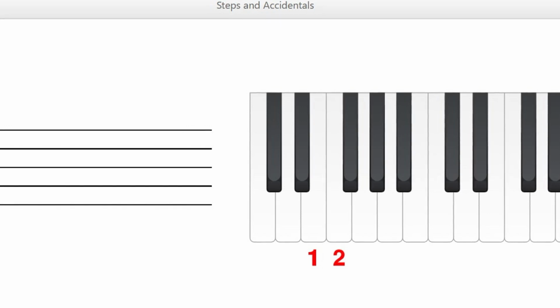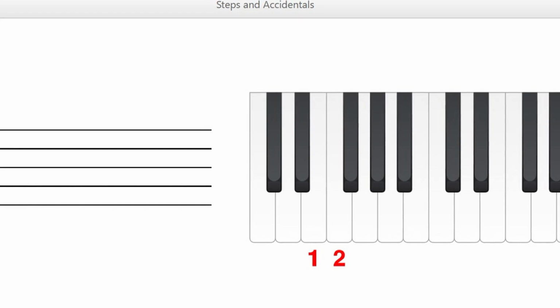All right, in this example, you have no black key in the middle, and that's an E and an F. This is an E and this is an F. You have C, D, E, F. No black key, and that's considered a half step.